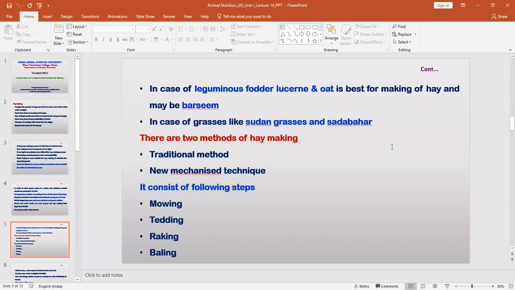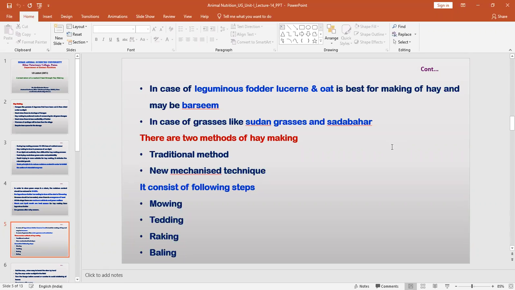There are different methods for making hay: the traditional method and the mechanized method. Nowadays, in several countries all over the world, they are following mechanized techniques for preparation of hay. In the mechanized technique, the first part is cutting the fodder crop, that means mowing. By mower machine, we can mow and cut the fodder.